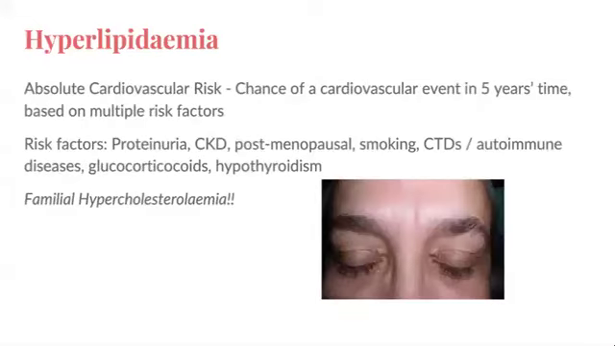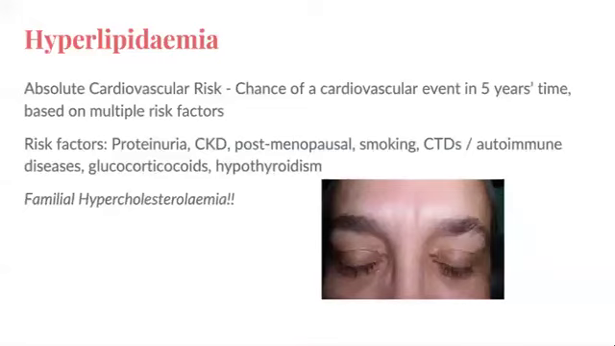When we talk about absolute cardiovascular risk, this is what I was referencing before. If someone has hyperlipidemia, hypertension, and diabetes, it's a different risk as compared to if they just had one. So the absolute cardiovascular risk is the chance of a cardiovascular event occurring in the next 5 years. A cardiovascular event might be like a heart attack or a stroke, and it's based on multiple risk factors, and it's expressed as a percentage.